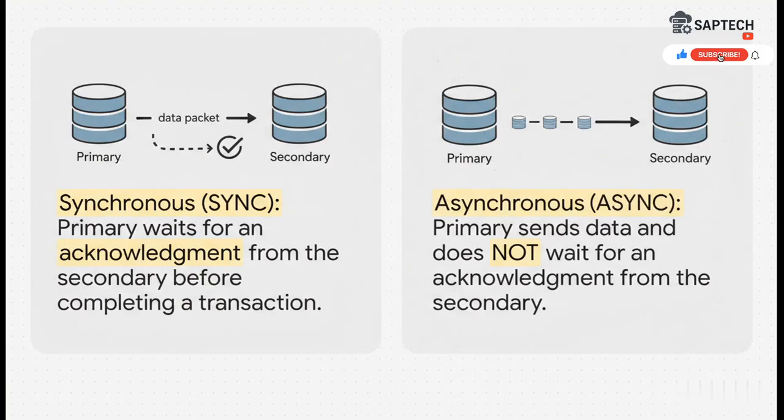So the first big decision is synchronous versus asynchronous. With synchronous, the primary database sends the data, and then it literally waits for the secondary to send a message back saying, "Yep, got it," before it finalizes the transaction. With asynchronous, though, the primary just sends the data and moves on. It doesn't wait for that confirmation.